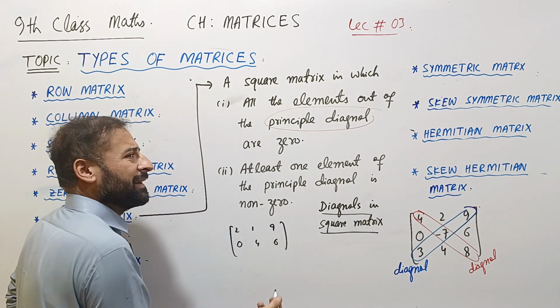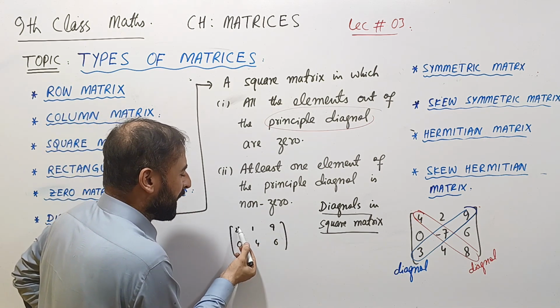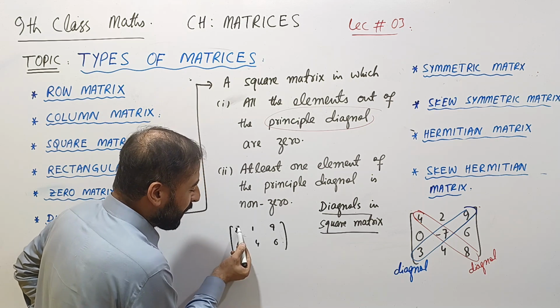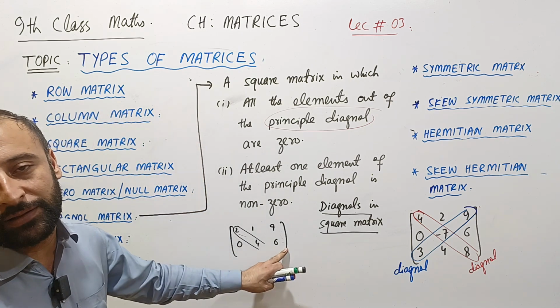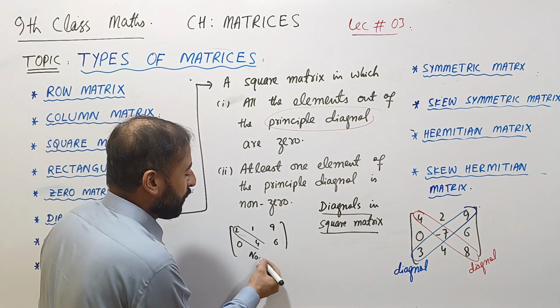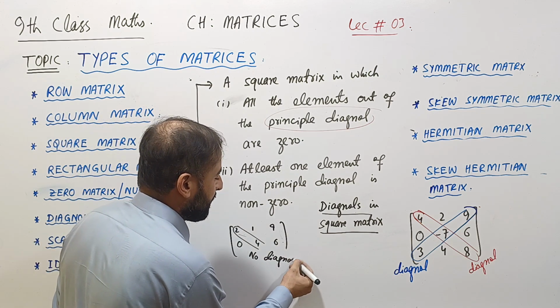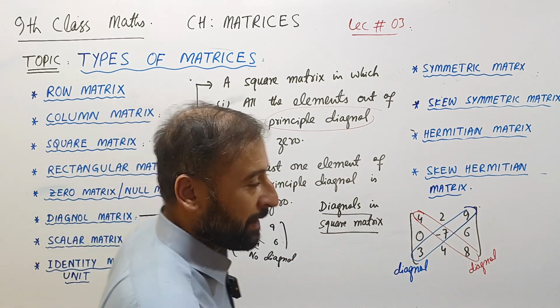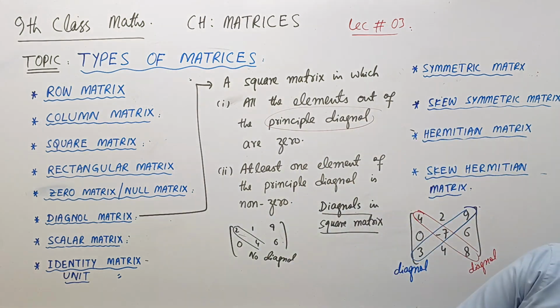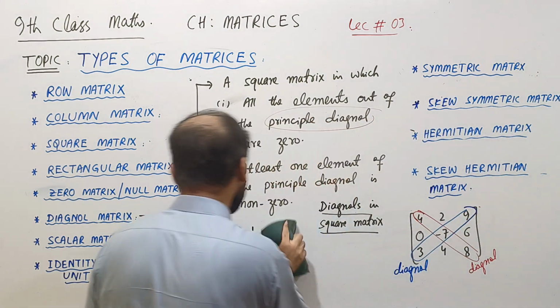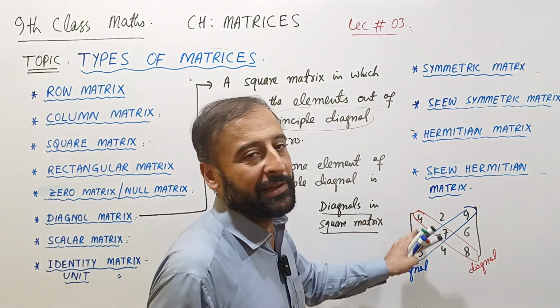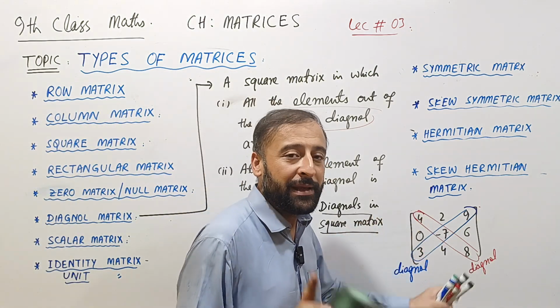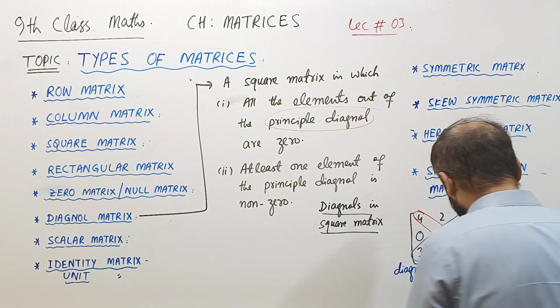How can you make a diagonal in this? It's not possible that you go directly from 2 to 6 because you have to enclose elements, and if you do that, you can't reach the opposite corner. So no diagonals in a rectangular matrix. Diagonals are possible only for square matrices, number one. The second important point is that this diagonal which runs from the first element to the last element is called the principal diagonal.